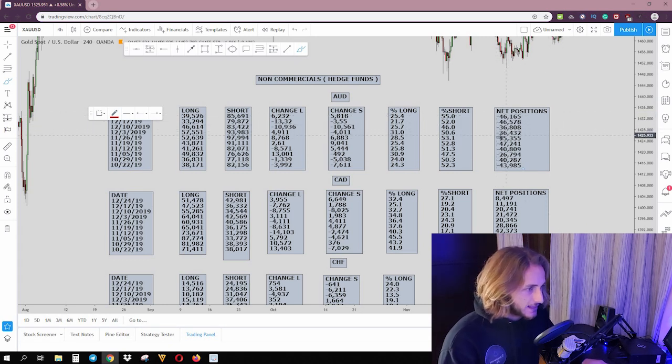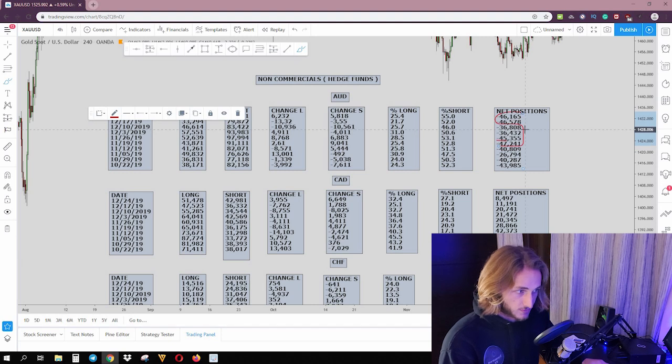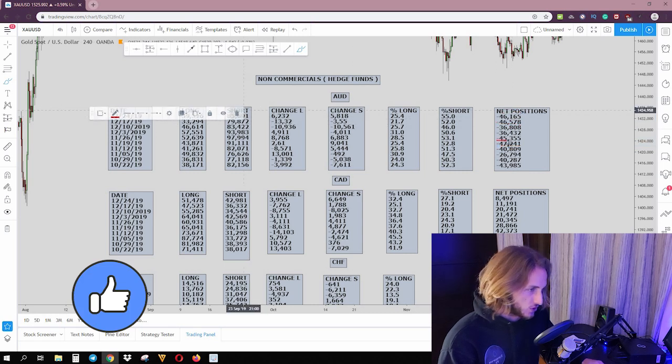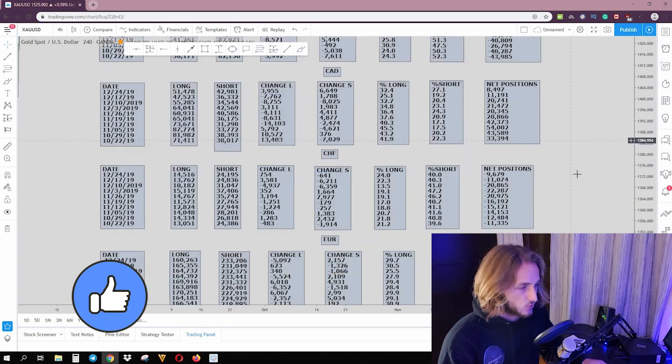Now, if you go and see what we have from a net position perspective, we went from minus 47k net positions all the way to minus 36k, and then again to minus 46k. So basically they added a lot of shorts. You can clearly see that they added shorts 2 weeks ago, and now with the last report, nothing really changed. But overall, we're still expecting AUD to make a push to the downside.